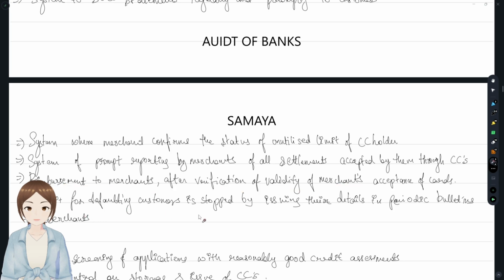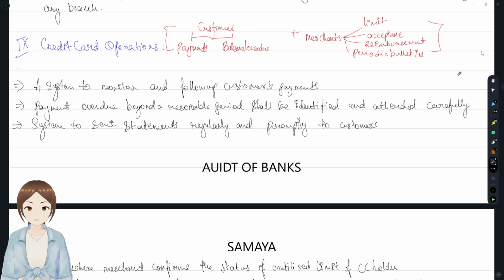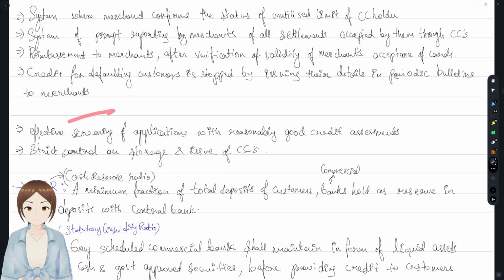Credit for defaulting customers is stopped by issuing their details in periodic bulletins to merchants. In addition to the reporting of the transactions, that is all settlements accepted through credit cards, merchants also get periodic bulletins with regards to defaulted customers, to stop the issue. And in addition to all these three categories, there were 2 extra points. That is effective screening of applications with reasonable good credit assessment.